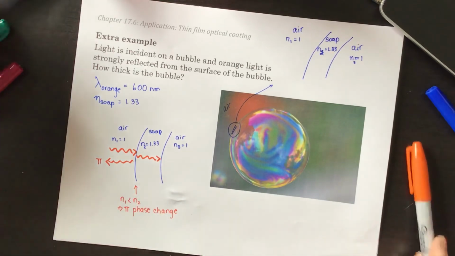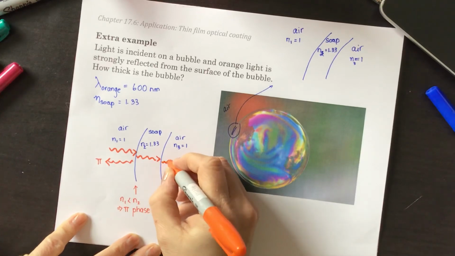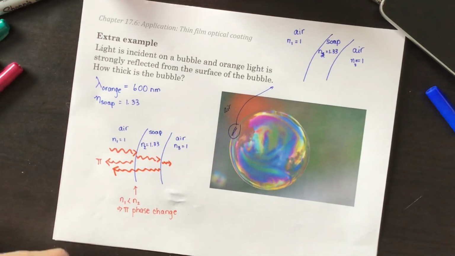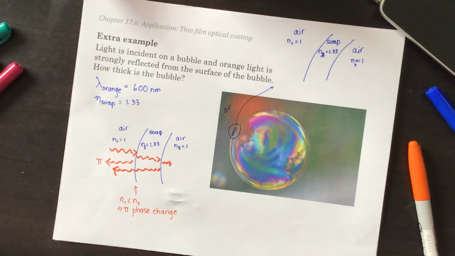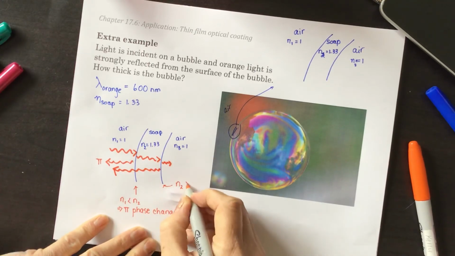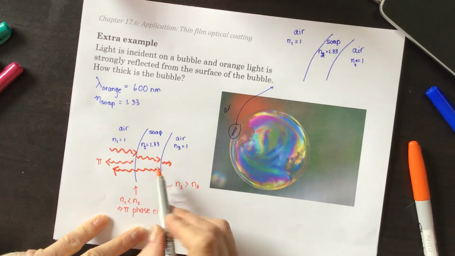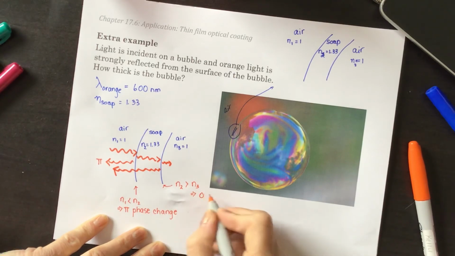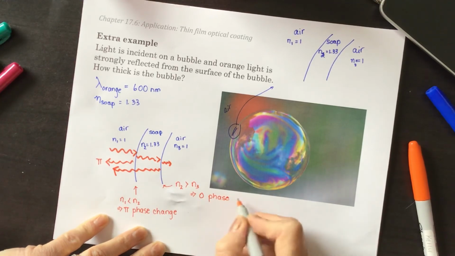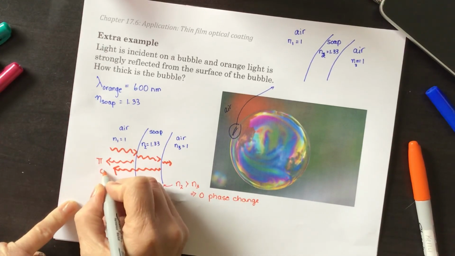Okay, let's look at what happens at the next boundary. When the light hits the soap-air interface, part of that goes on through and part of that reflects. Now let's ask what happens at that boundary. So at this boundary, N2 is greater than N3. So that's like we're going from a heavy to a light. So when it reflects, it stays upright. So the phase change here is 0. There is no phase change when we go from big N to small n. So this wave that reflects back has a 0 phase change.